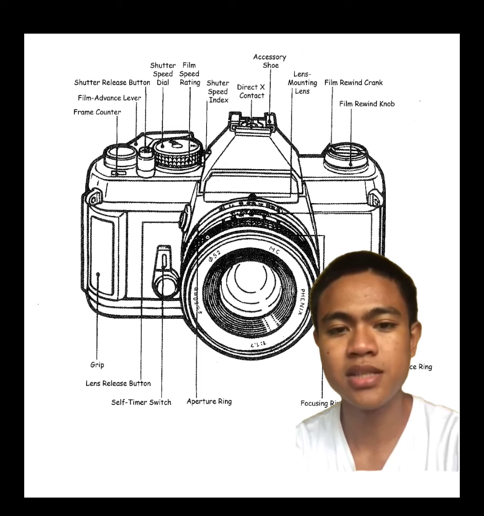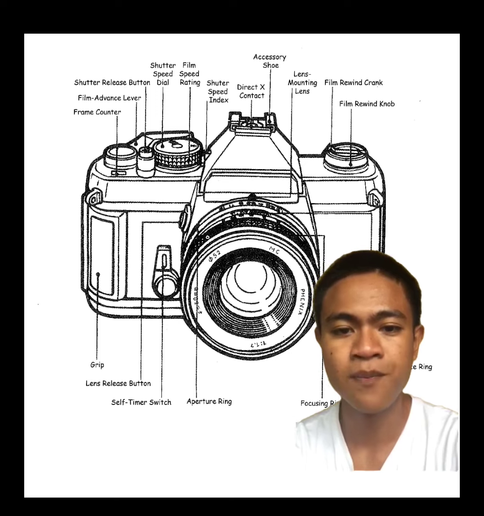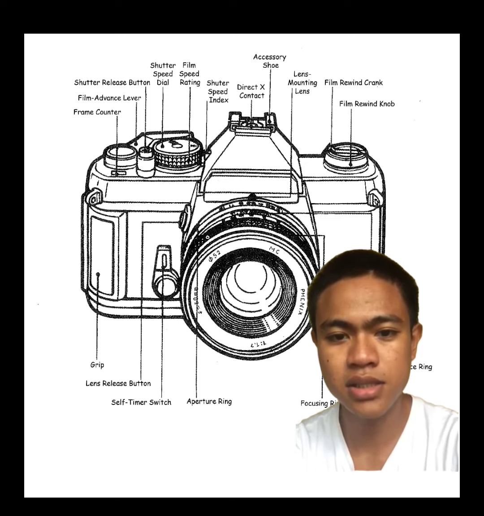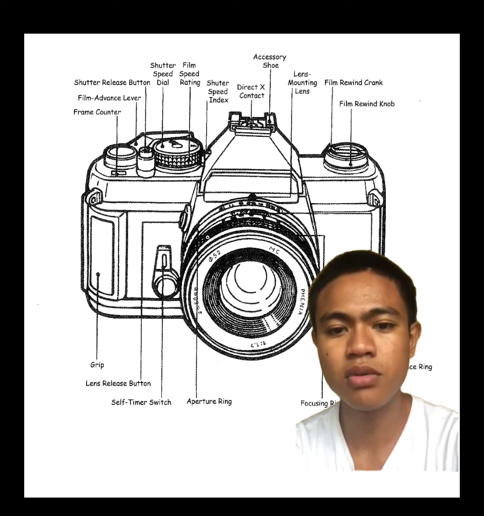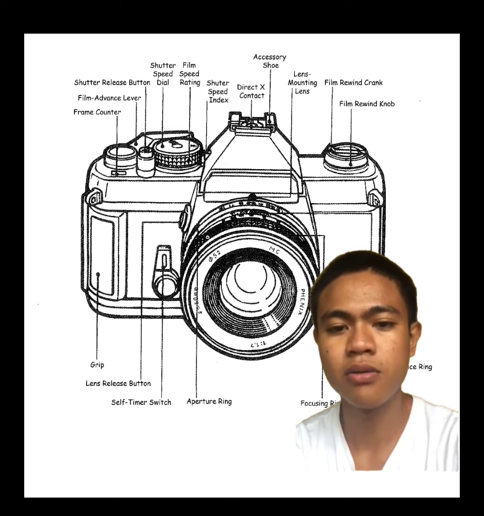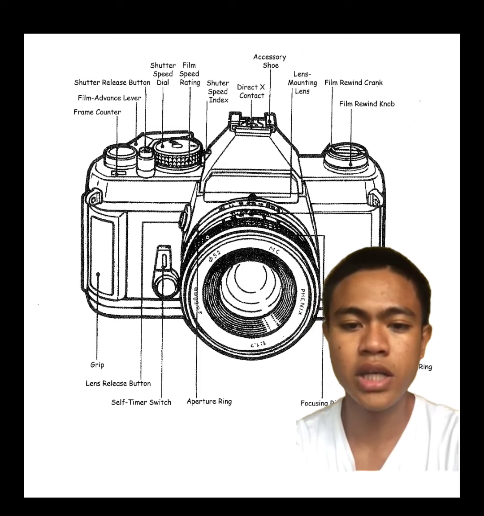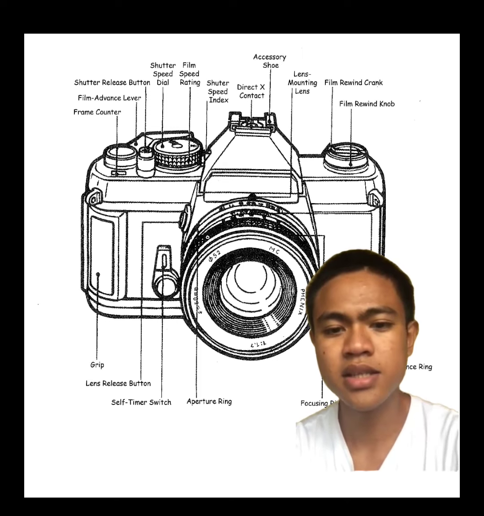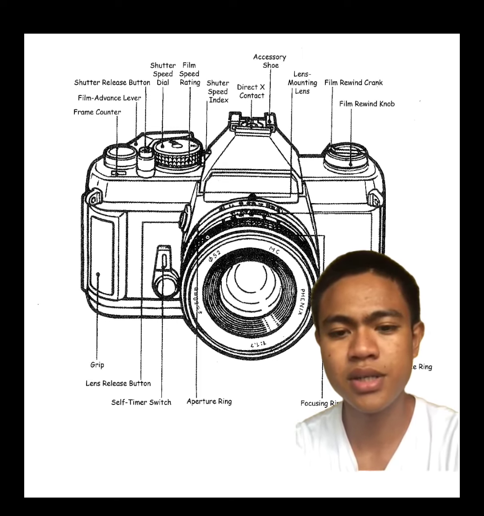Focusing ring. This is the section of the lens that rotates to allow the photographer to focus the image. On automatic cameras, this ring is moved by a small motor within the lens whenever you press the shutter release button halfway down. The depth of field or DOF. It is the distance between the nearest and the furthest objects that are in acceptably sharp focus in the image captured with the camera.